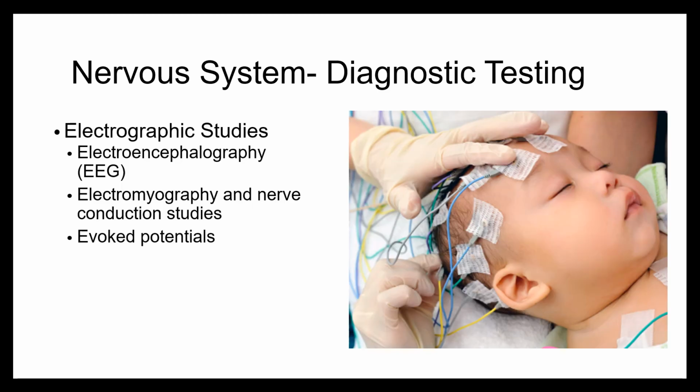On our final slide, we're going to look at some electrographic studies that are done with the nervous system. The first test is the EEG. The EEG involves a graphic recording of the electrical activity of the brain. This is done by placing electrodes in specific areas on the scalp, as you see in the image here on the slide.